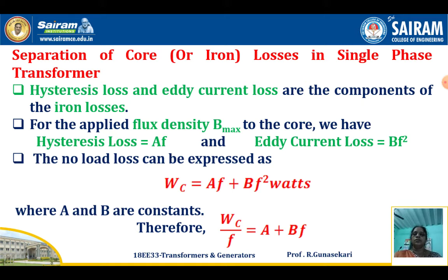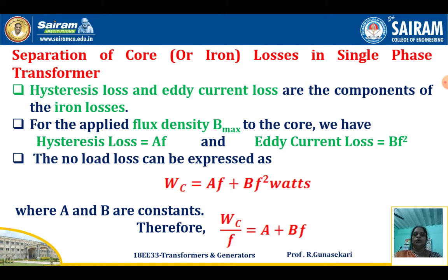hysteresis loss, denoted by A F. A is the constant, F is the supply frequency, and eddy current loss is equal to B F squared. B is a constant, F is the supply frequency. The no load losses, that is core losses or iron losses, can be expressed as W C equal to A F plus B F squared watts.